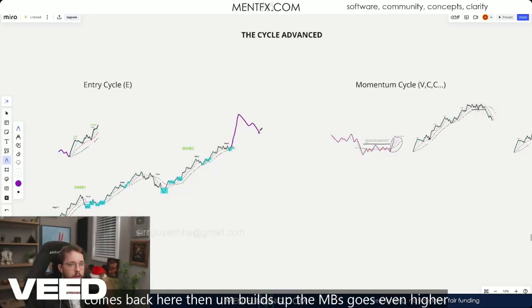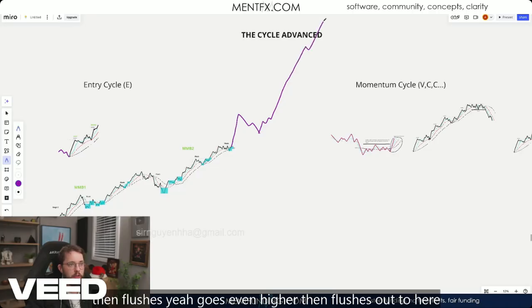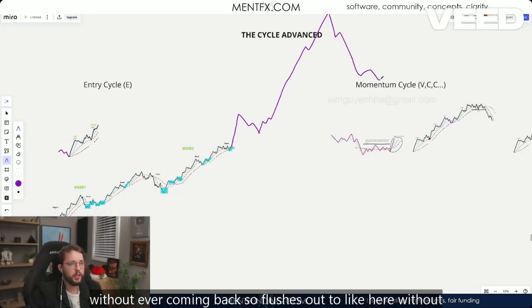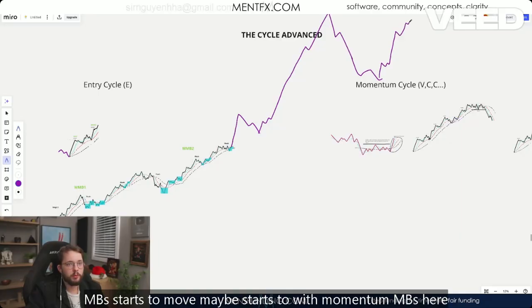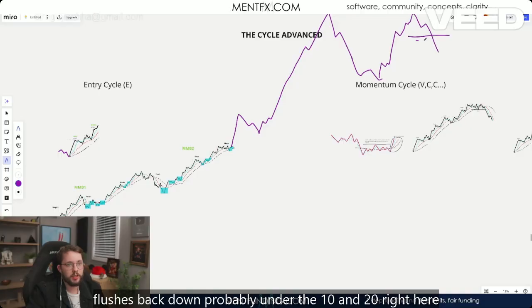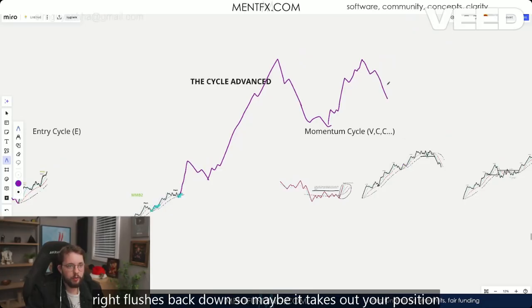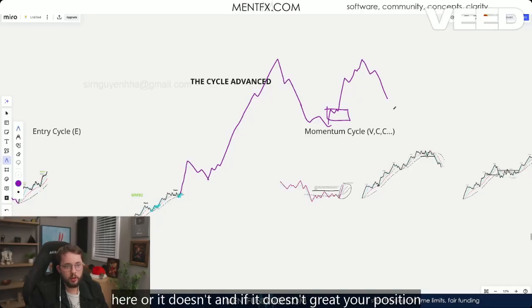Then it builds up the MBs, goes even higher, then flushes, goes even higher, then flushes out to like here without ever coming back. Then from there it builds those accumulation MBs, starts a move, maybe starts momentum MBs here, flushes back down, probably under the 10 and 20 right here, right? Flushes back down. So maybe it takes out your position here or it doesn't.